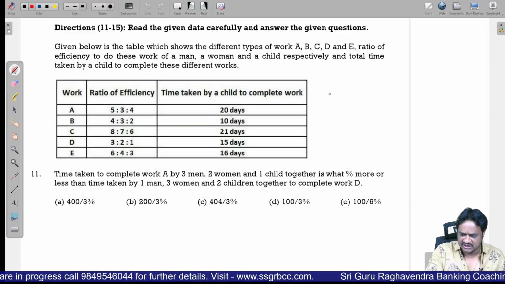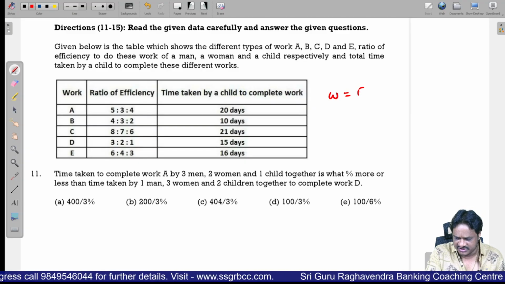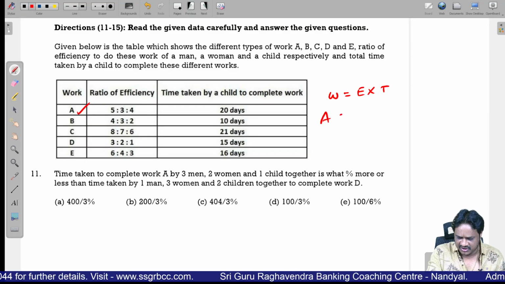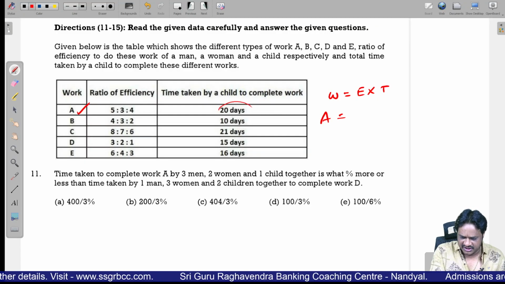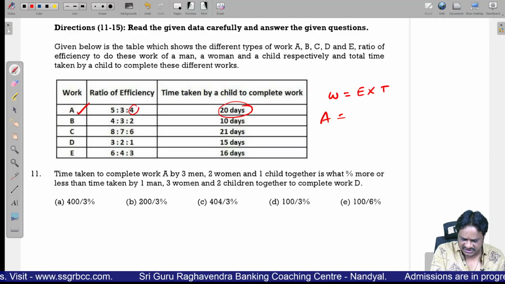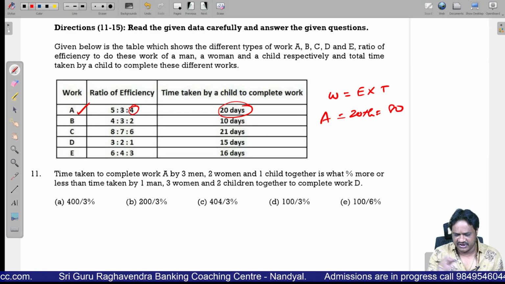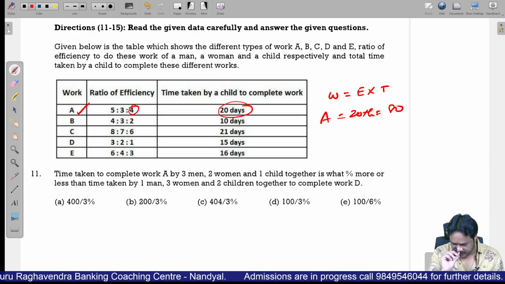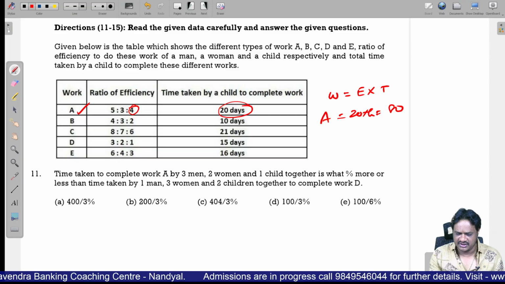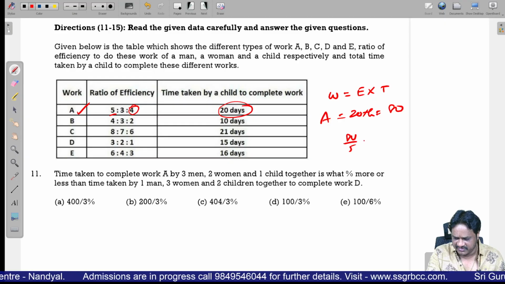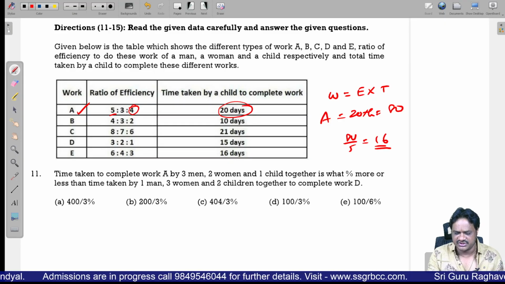So what is the original formula for work? Work is equal to efficiency into time. For example, A. What is work A? Child is taking 20 days. Efficiency of child is 4. So 20 into 4 is 80. For example, if a question is asked, how many days will a man require to do the work? Man efficiency is 5. We have to do 80 by 5. So man will take 16 days to complete that work.